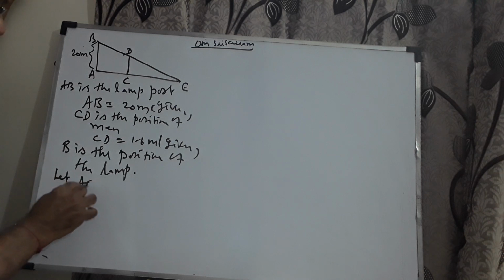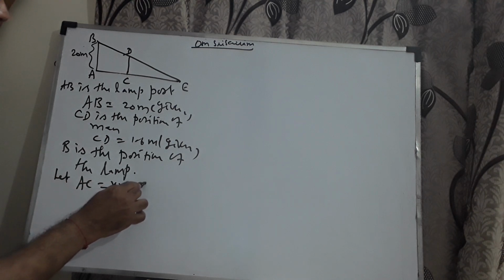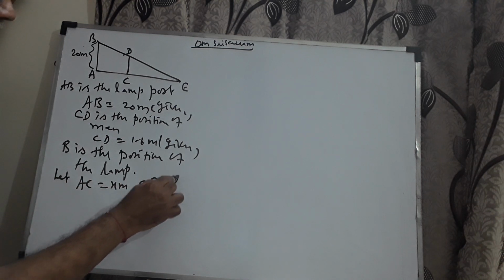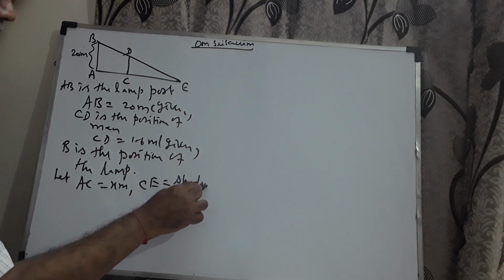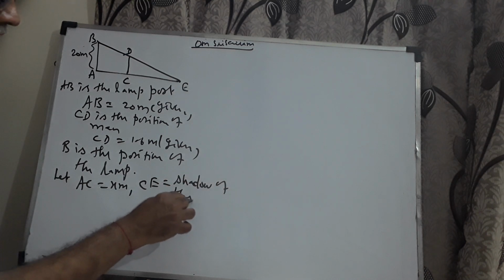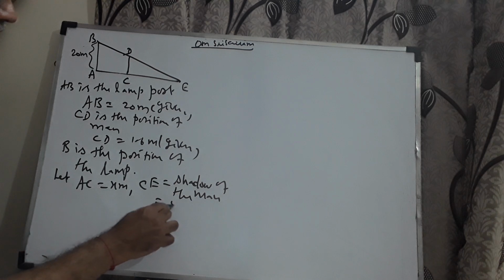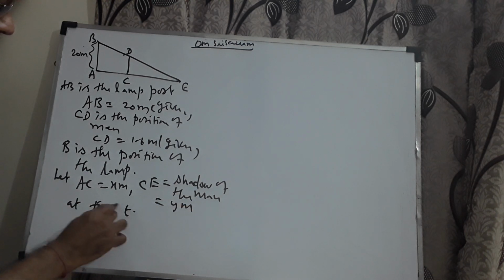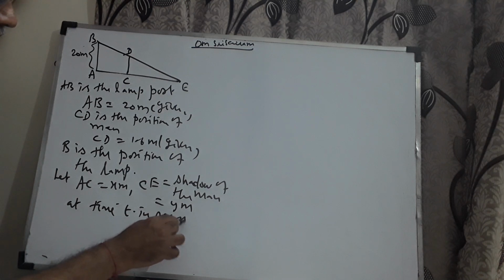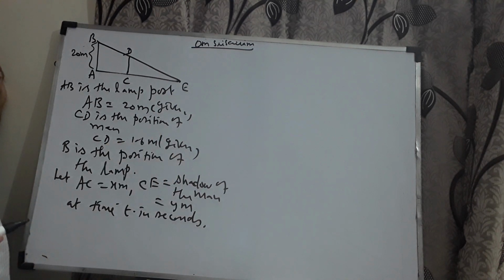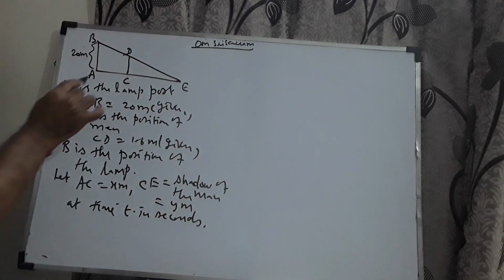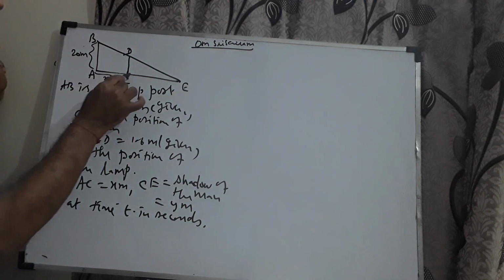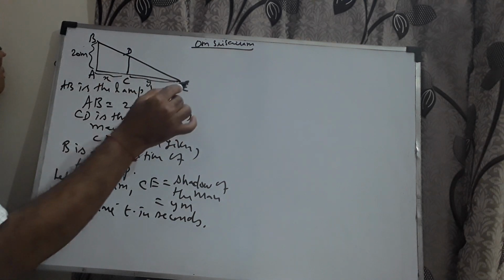Let AC be equal to x meters, and CE, the shadow of the man, be equal to y meters at time t in seconds. This much I'll assume. I assume this to be x and this to be y.